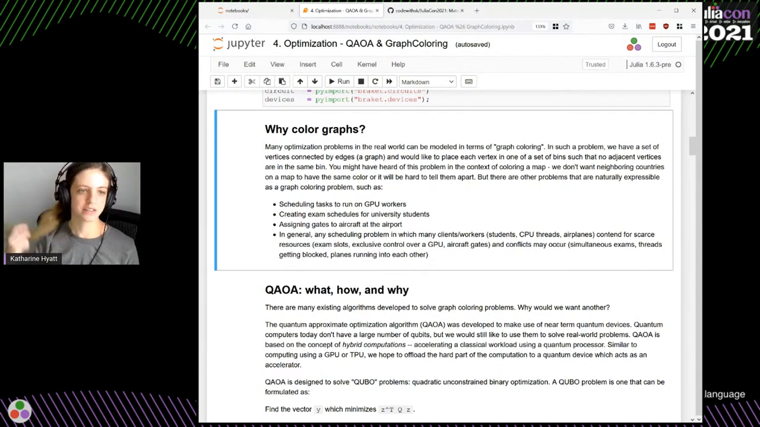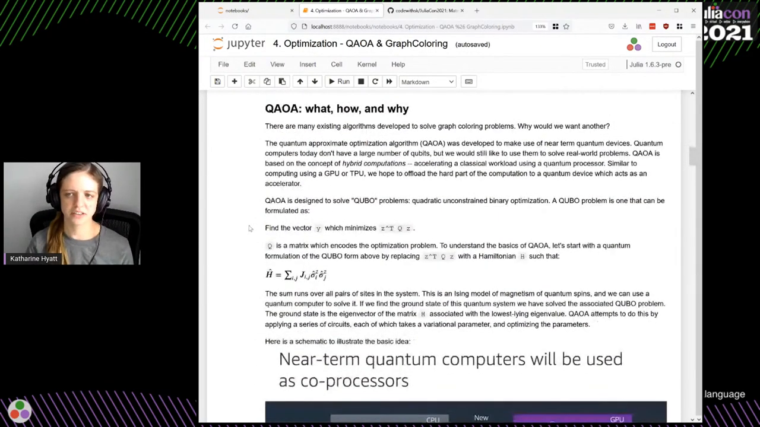So we would like to find a general procedure to solve these graph coloring problems. This has been a very well-studied problem for over half a century. There are lots of really great classical algorithms to solve these kinds of problems. But today we're going to look at a hybrid quantum classical application. You might well ask, there are lots of great existing algorithms that have been developed to solve this problem. Why do I need another one?